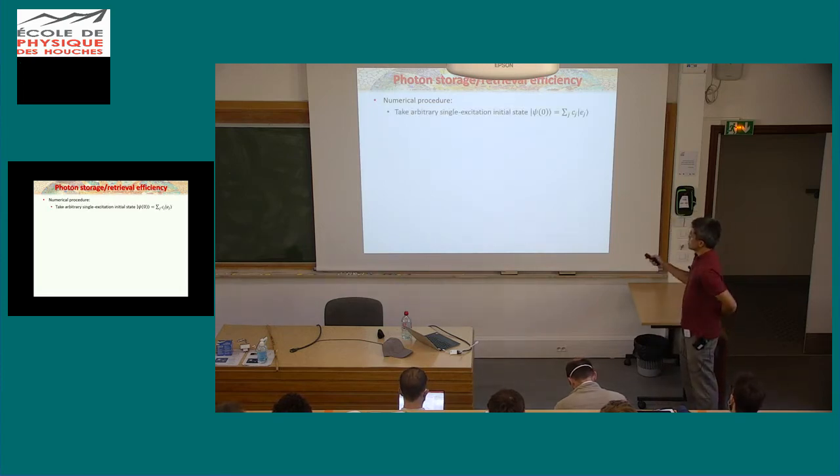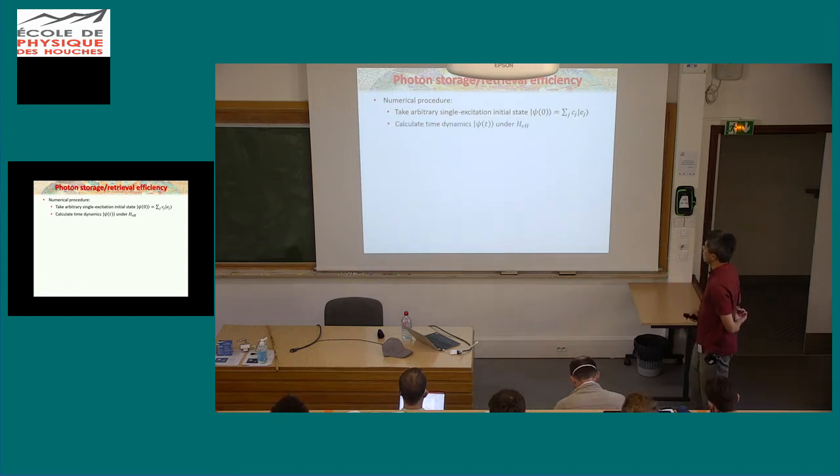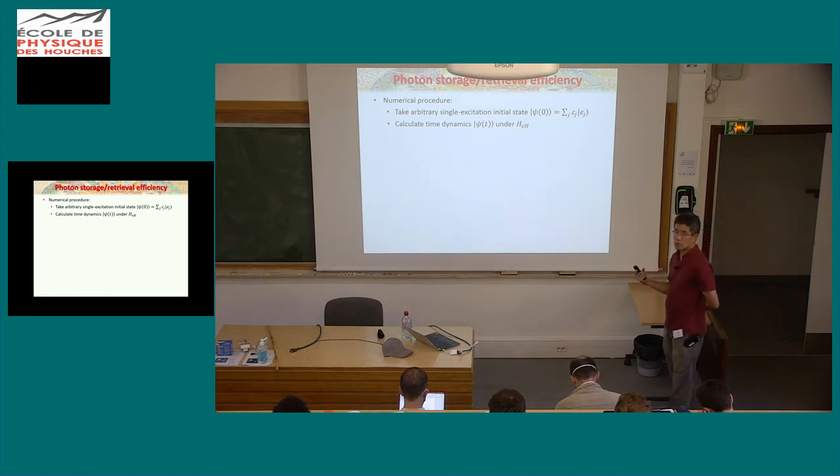Okay, so what we do is we want to analyze the retrieval process. So we assume we have a single excitation, which is stored in a superposition of different atoms. Then what we want to do is calculate the Schrodinger equation time evolution of the state under this effective spin model Hamiltonian.